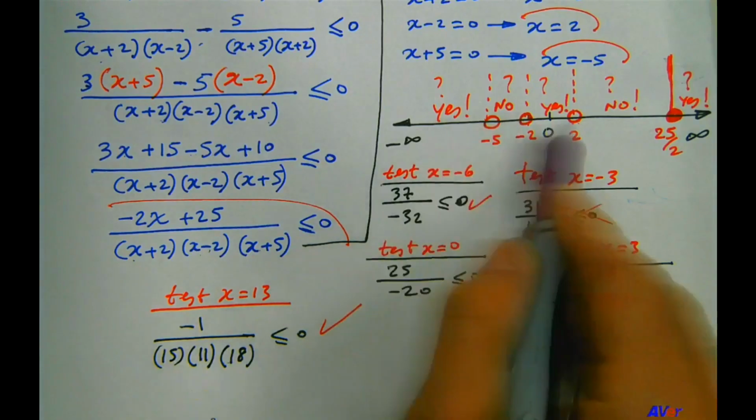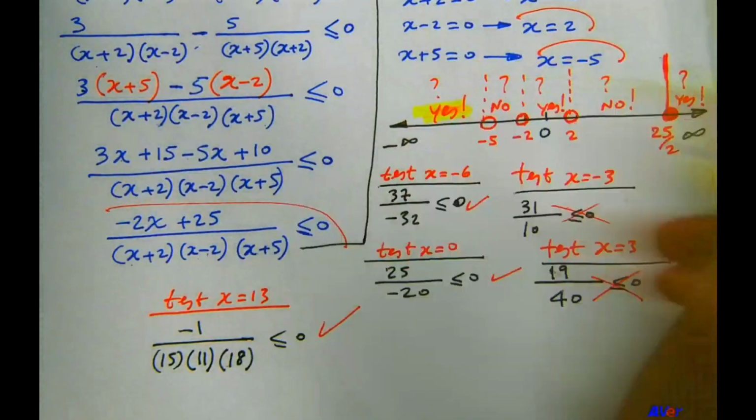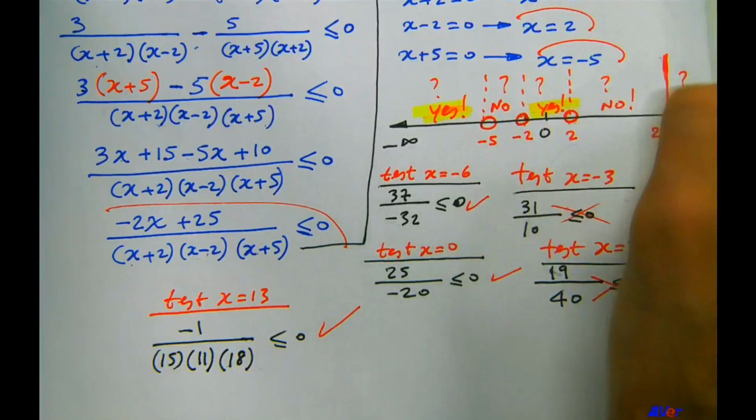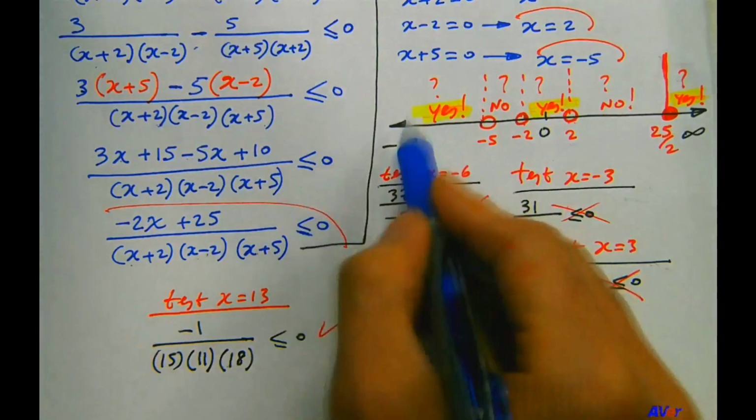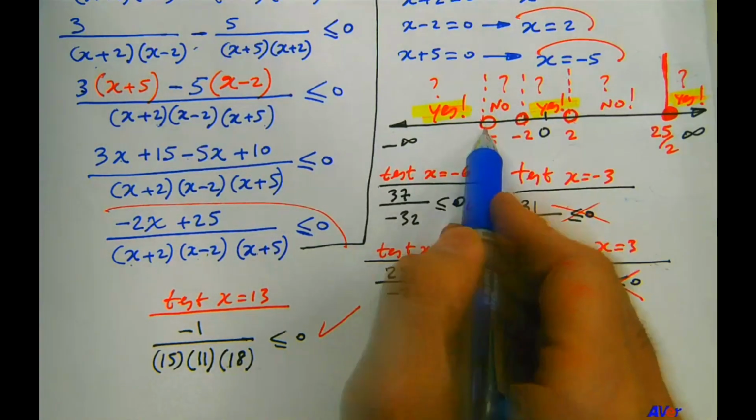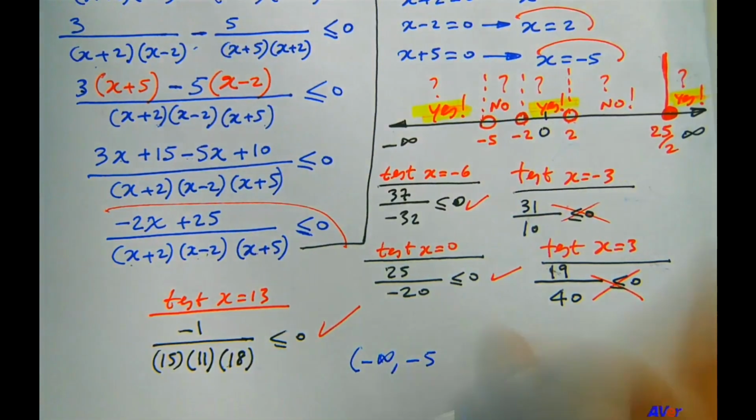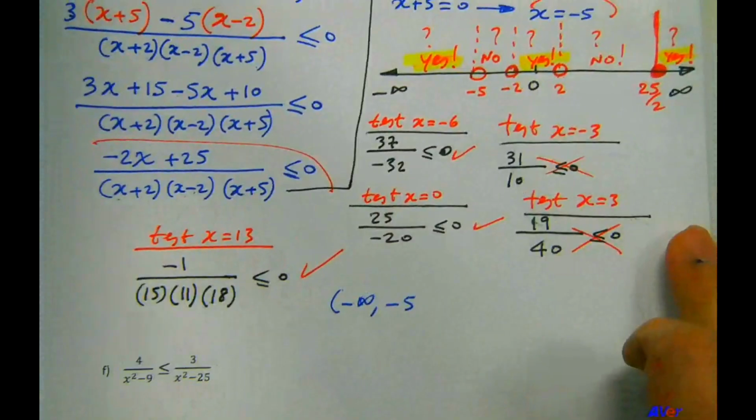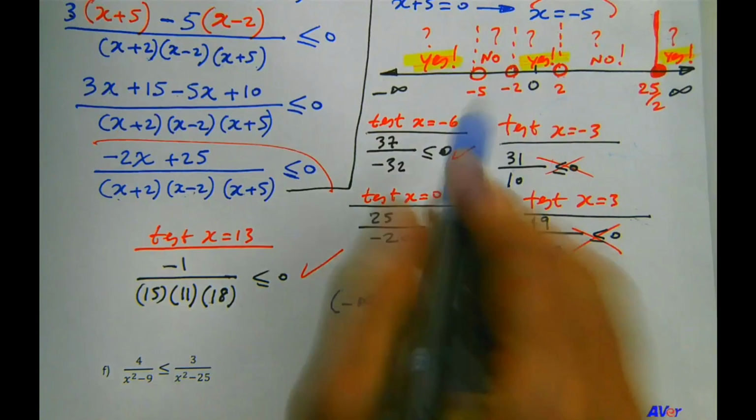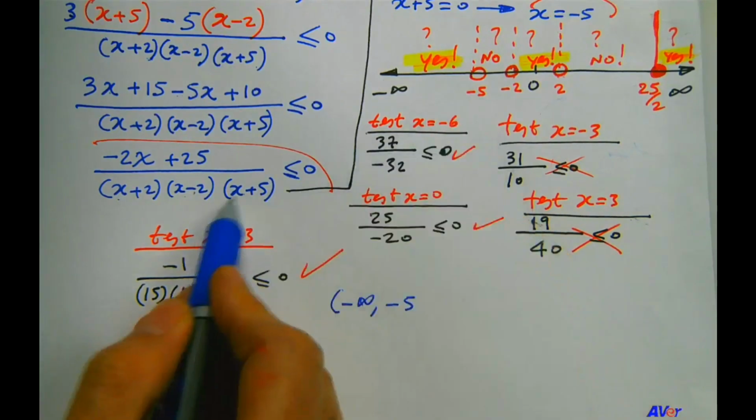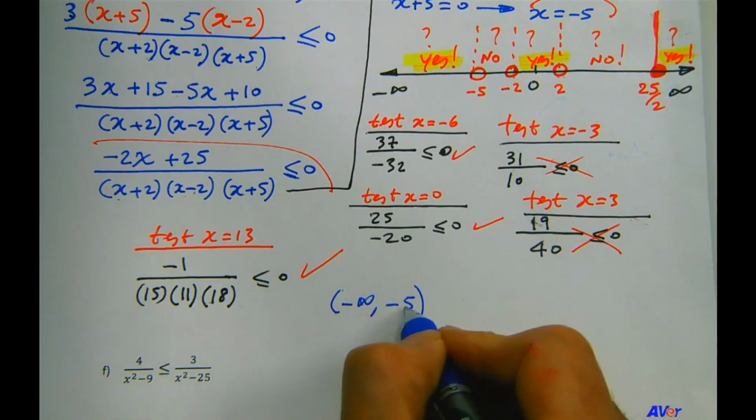Okay, so the solution regions are these. Let me highlight them. This region is a solution, that one, and that one. Okay, so let's write it up. From negative infinity to negative 5, right? Parenthesis or bracket. Negative 5 is not included, right? Remember, it's going to make the denominator 0 and this function undefined. So parenthesis to exclude negative 5.